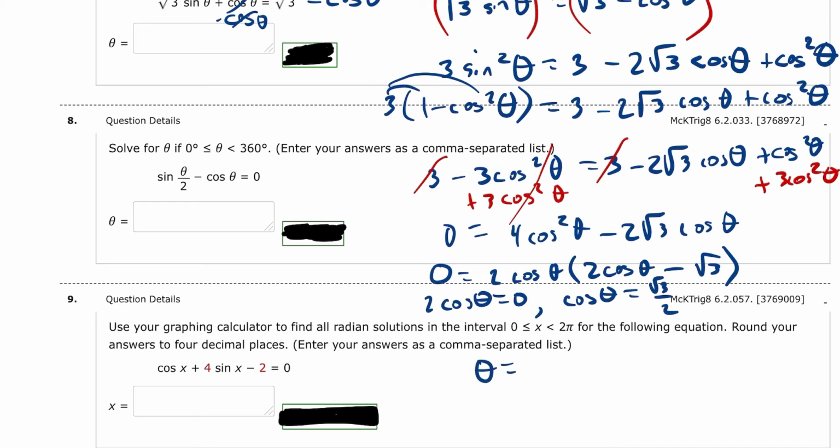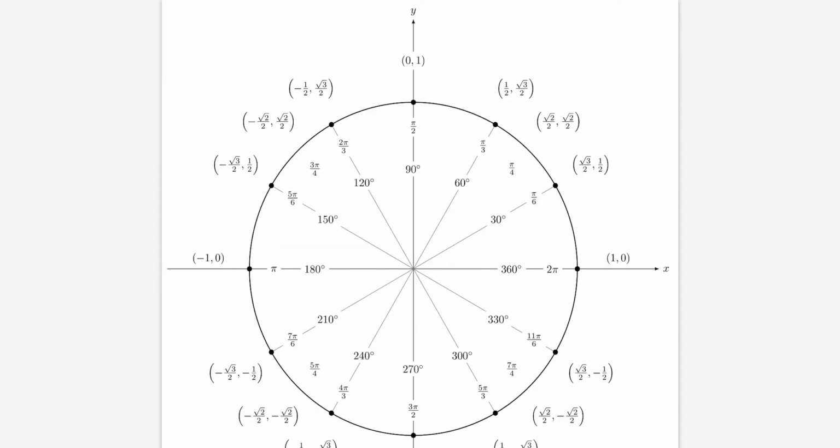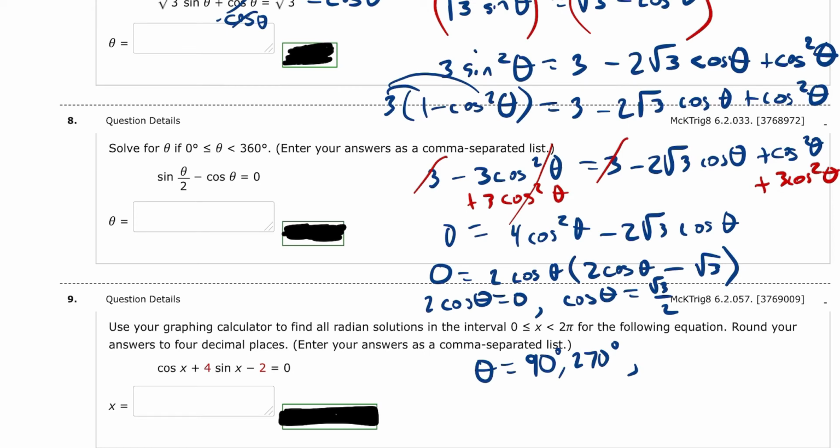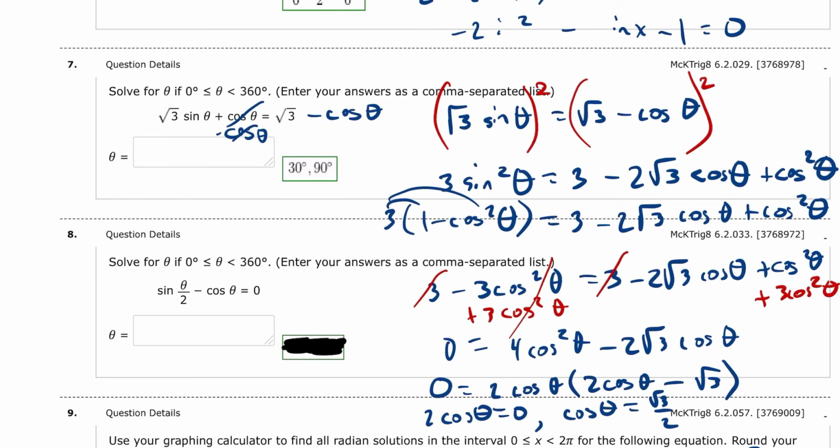So theta would be, for this equation, you would get 90 degrees and 270. That's where cosine is 0. And then for this one, the two angles would be where cosine is radical 3 over 2, at 30 and also at 330. So 30 and 330. And there are the answers way up here.